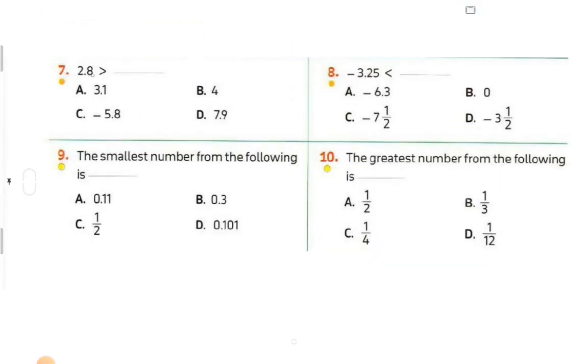Here, 2.8 greater than what? 2.8 is positive, so of course it's greater than any negative. Negative 3.25 less than, of course 0, because 0 is greater than any negative rational number. The smallest number from the following is, he asked us about the smallest. What's the smallest? It's all positive.